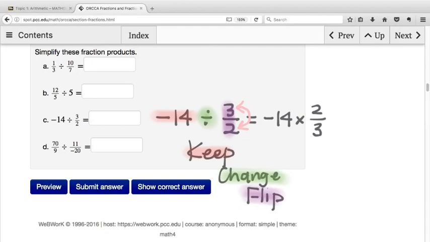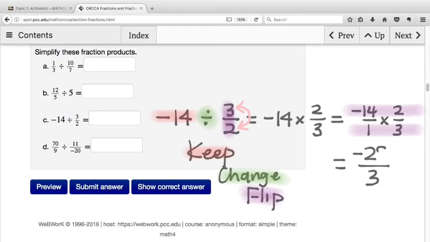And that's all there is for division. As soon as we turn a division problem into multiplication, now we know what to do. Multiply across, except that we need this first thing to be a fraction. So how do I make negative 14 into a fraction? Over 1. Okay. And what should I do with that negative sign? Let's put it upstairs on the 14, just like we did in the last example. And now I can just multiply straight across. New denominator is 3. New numerator is negative 28.